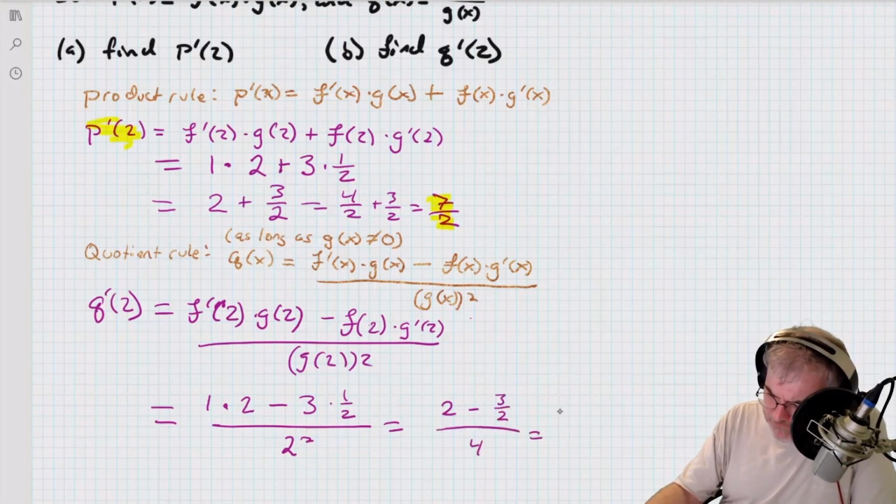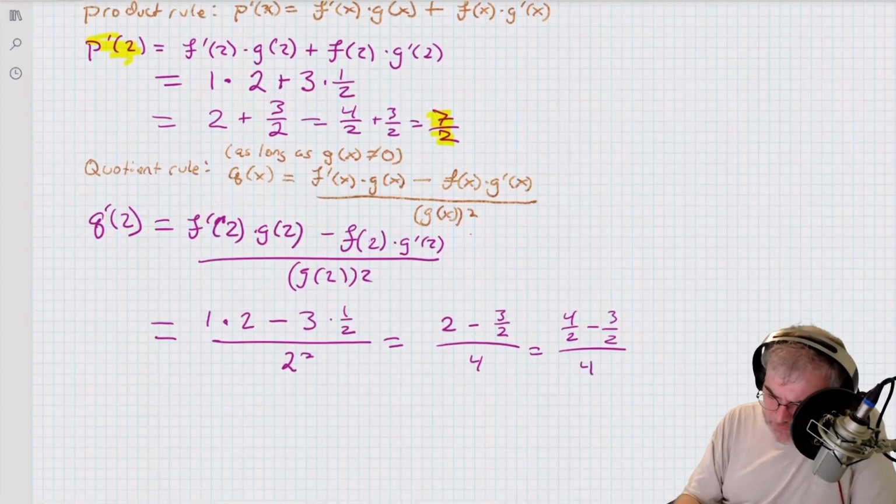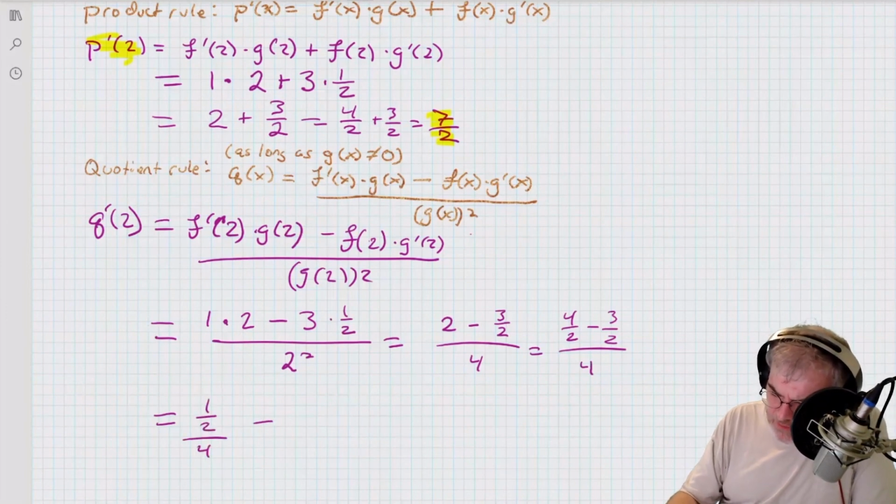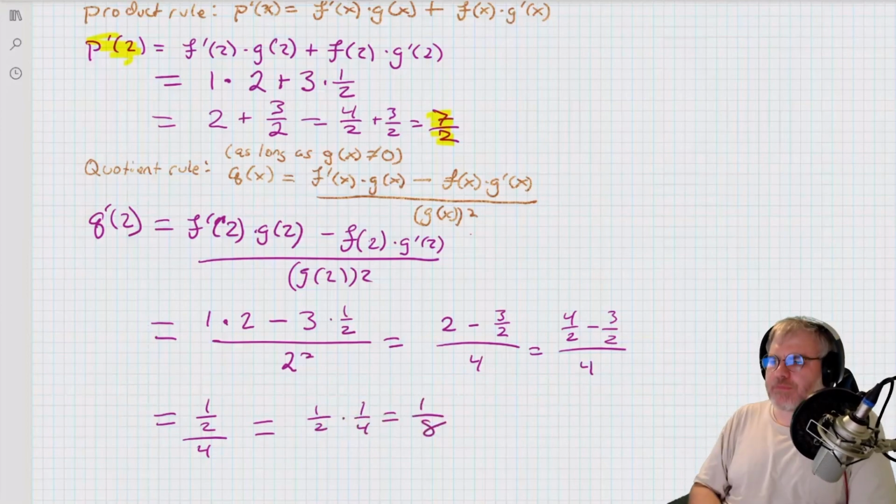So this is going to be 4 over 2 minus 3 over 2, all over 4, which is, of course, going to be 1 over 2 over 4, which equals 1 over 2 times 1 over 4, which equals 1 over 8. Okay?